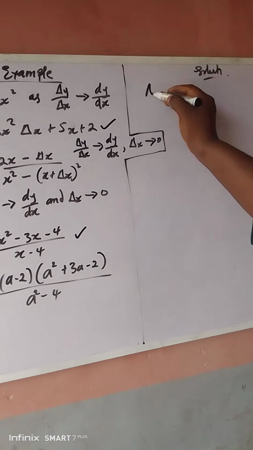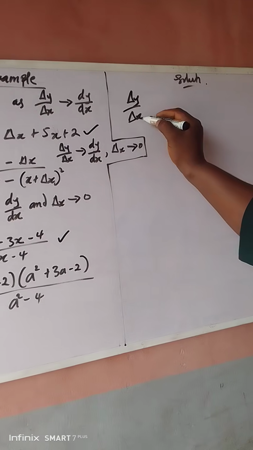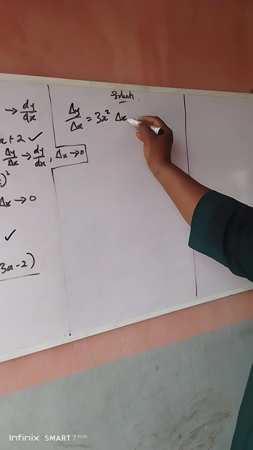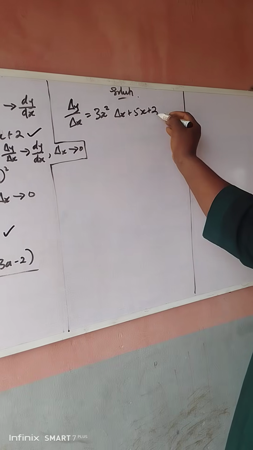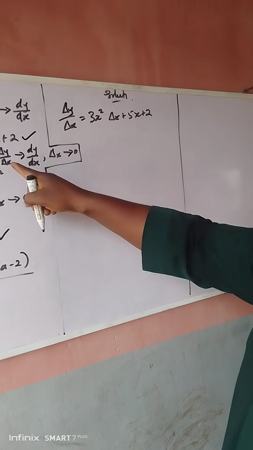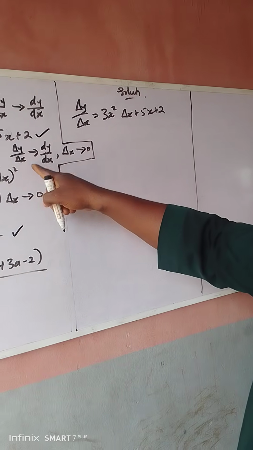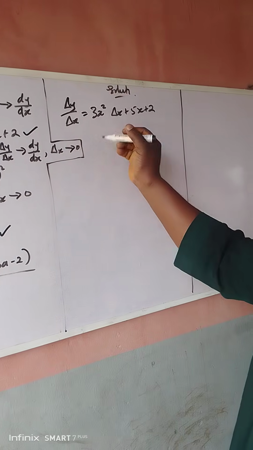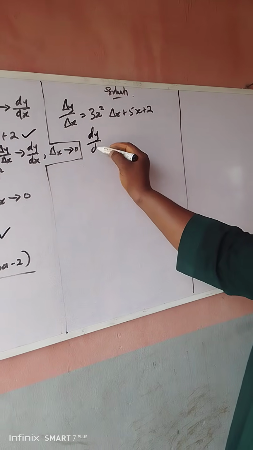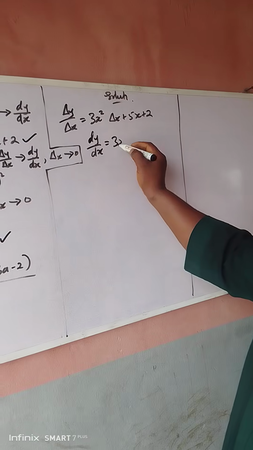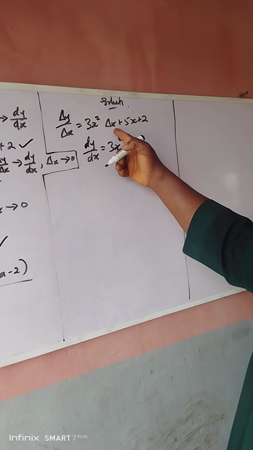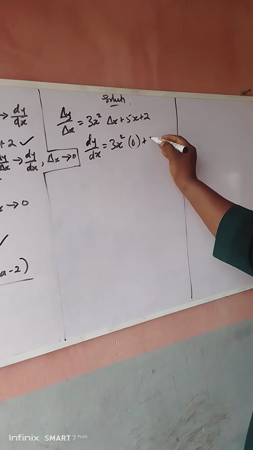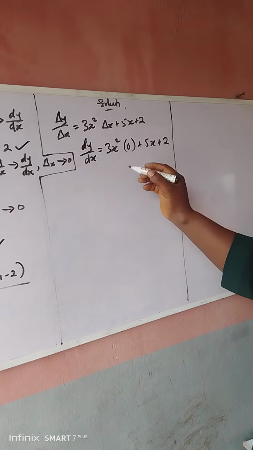B, you have delta y over delta x, which is equal to 3x squared delta x plus 5x plus 2, as delta y over delta x tends to dy/dx. So anywhere I see delta y over delta x, I'll put dy/dx. So here will now become dy/dx is equal to 3x squared. Anywhere I see delta x, you put 0. That's what it means. Then plus 5x plus 2.